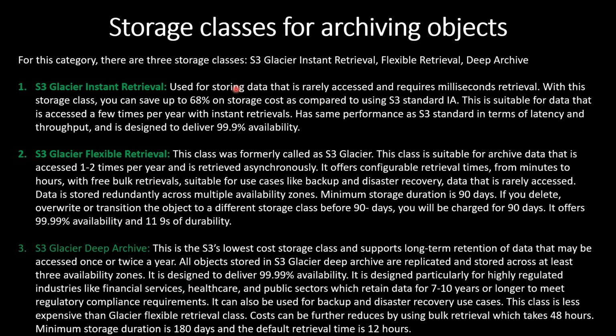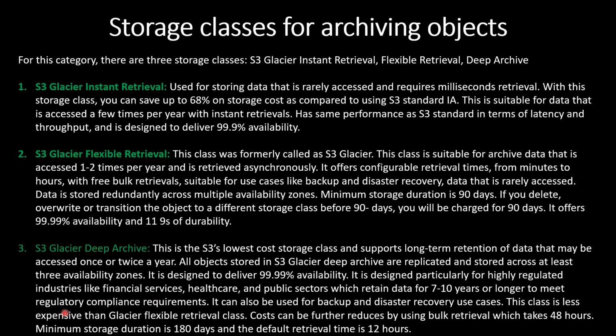Then the last storage class in this category is S3 Glacier Deep Archive. This is S3's lowest cost storage class and supports long-term retention of data that may be accessed once or twice a year. All objects stored in S3 Glacier Deep Archive are replicated and stored across at least three availability zones. It is designed to deliver 99.99% availability. It is designed particularly for highly regulated industries like financial services, healthcare, and public sectors, which retain data for 7 to 10 years or longer to meet regulatory compliance requirements. It can also be used for backup and disaster recovery use cases.